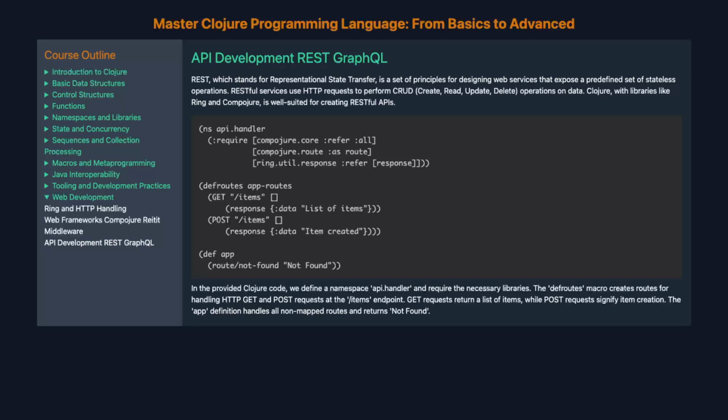In the provided Clojure code, we define a namespace api.handler and require the necessary libraries. The defroutes macro creates routes for handling HTTP GET and POST requests at the items endpoint. GET requests return a list of items, while POST requests signify item creation. The app definition handles all non-mapped routes and returns not found.